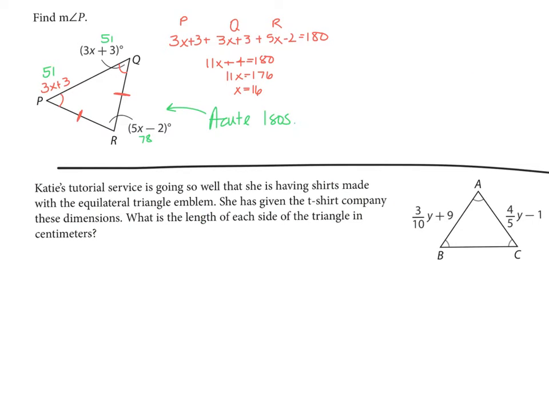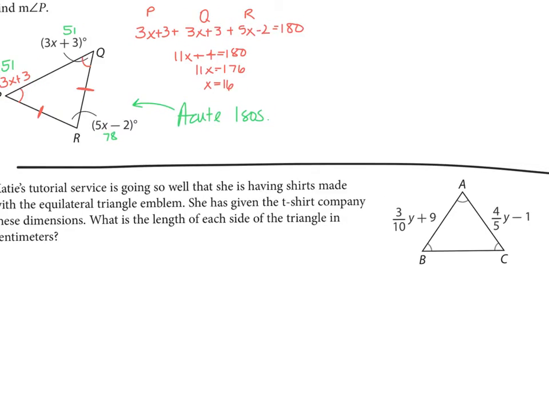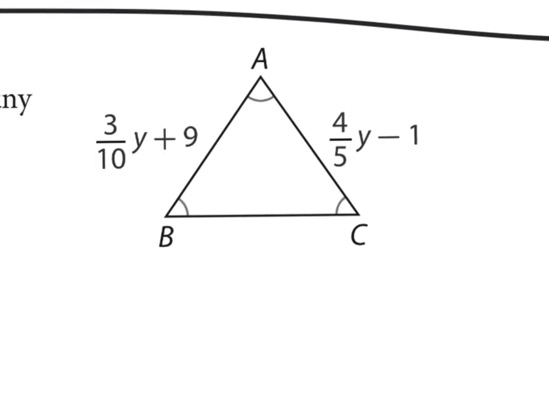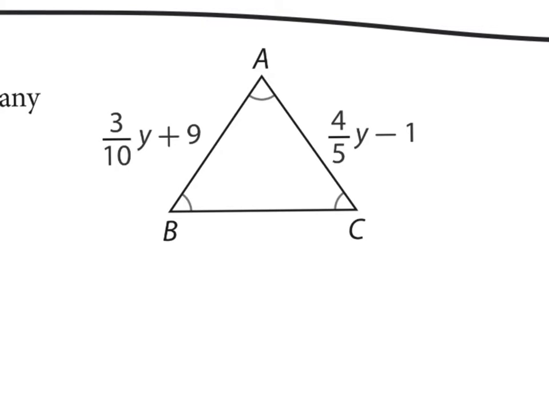All right, so let's look at our second example. Our second example says that she's trying to get an emblem made that has an equilateral triangle, and she's given the t-shirt company something with these dimensions. So we want to know what the length of each side of the triangle is. Let's zoom in here. Even if they hadn't said equilateral to you, you would know that these were equilateral because it marks that all three angles are congruent to one another, which means I know all three sides must be congruent to one another.